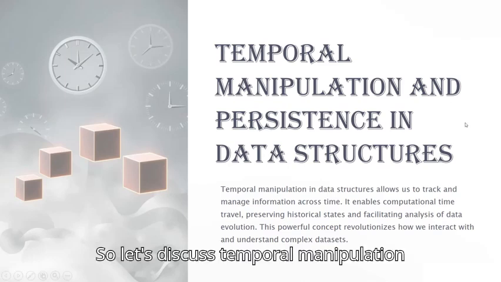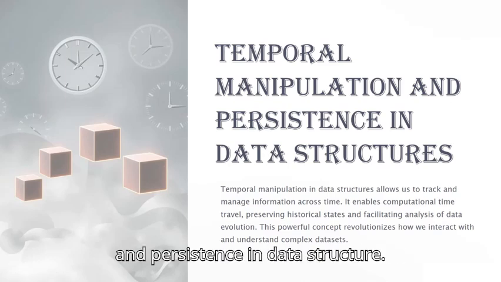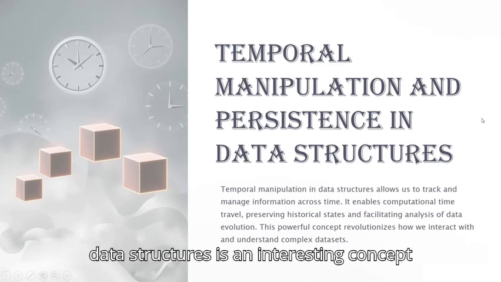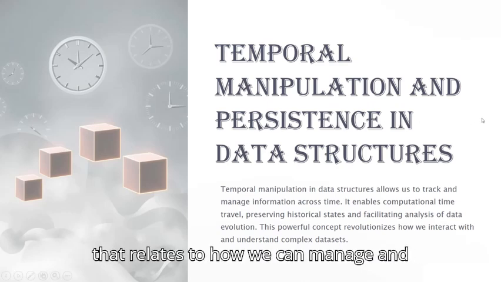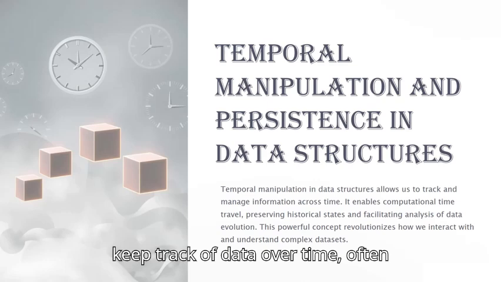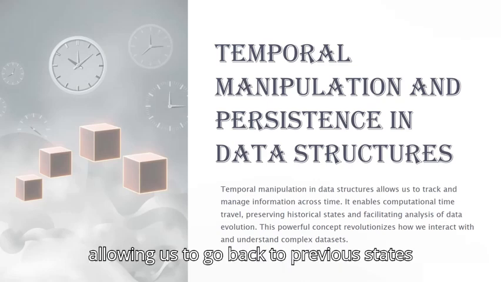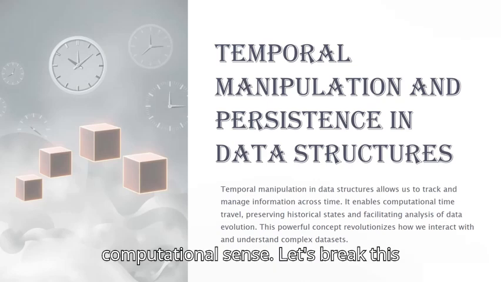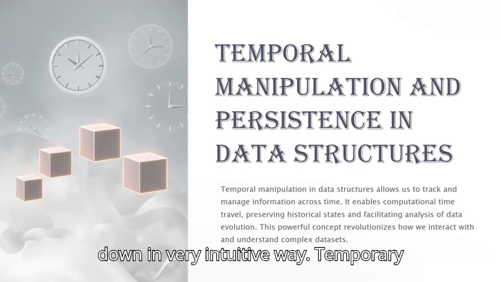So let's discuss temporal manipulation and persistence in data structure. Temporal manipulation and persistence in data structures is an interesting concept that relates to how we can manage and keep track of data over time, often allowing us to go back to previous states or even travel through time in a computational sense. Let's break this down in a very intuitive way.